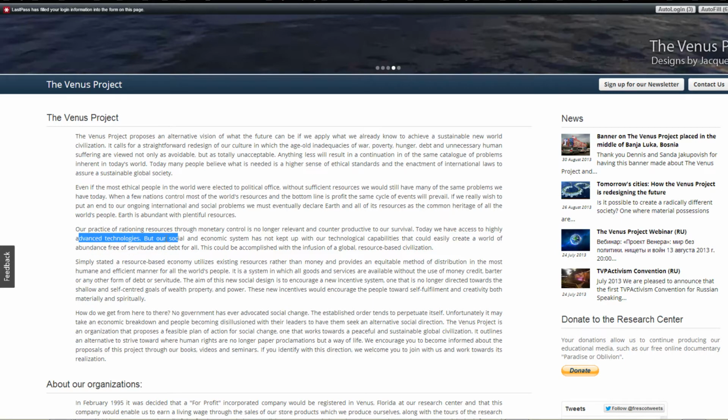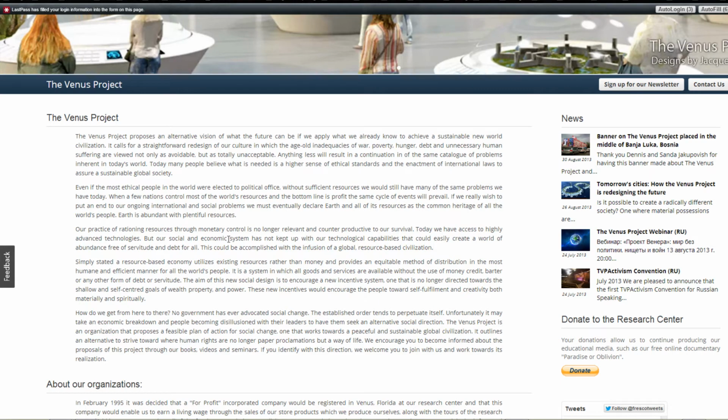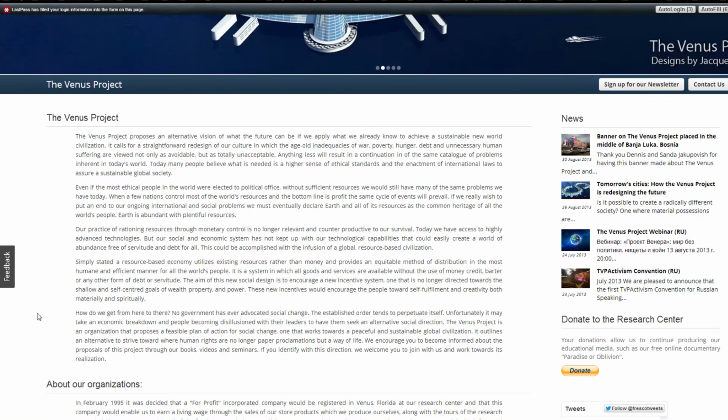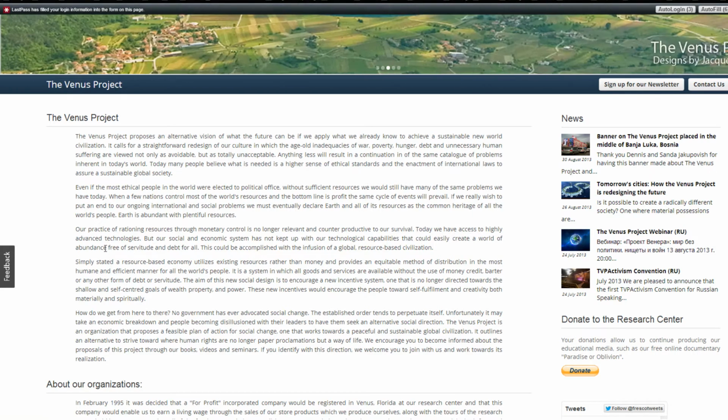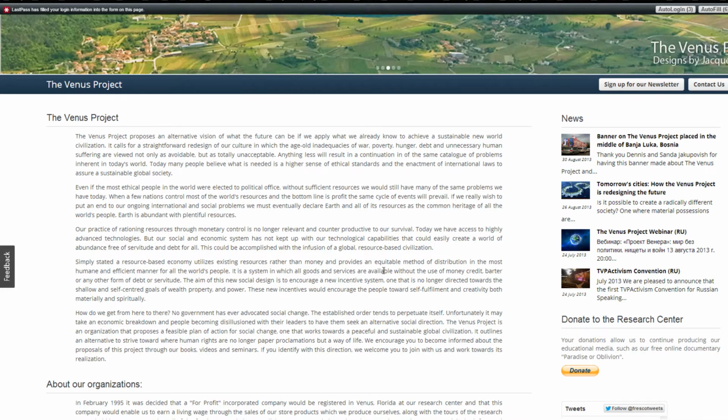This middle sentence here seems to have some weird spacing issues also, like left to right justification. And I would recommend a comma here: that could easily create a world of abundance, comma, free of servitude and debt for all. Next paragraph, resource-based economy, obviously.